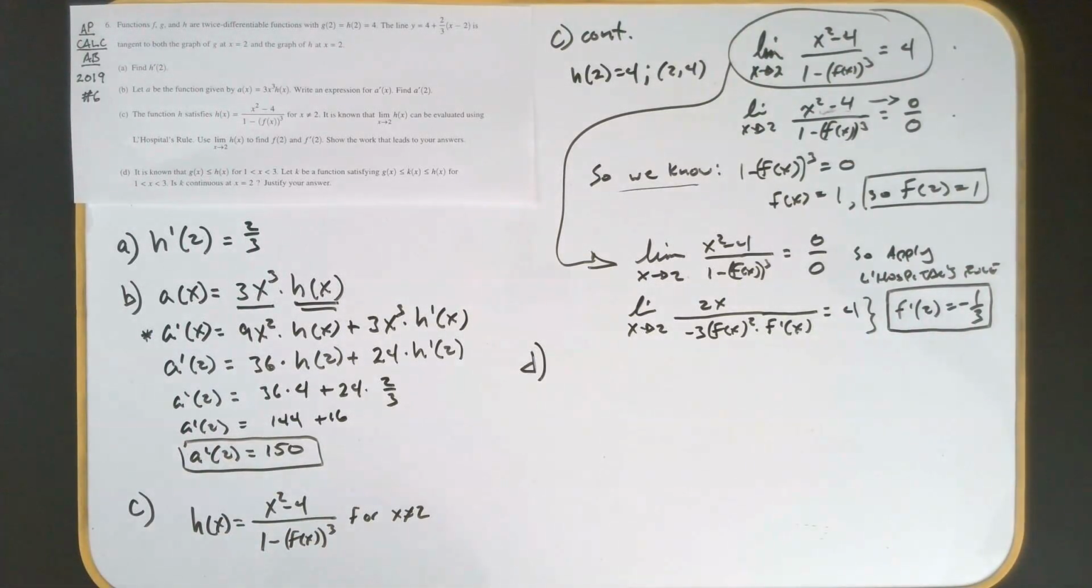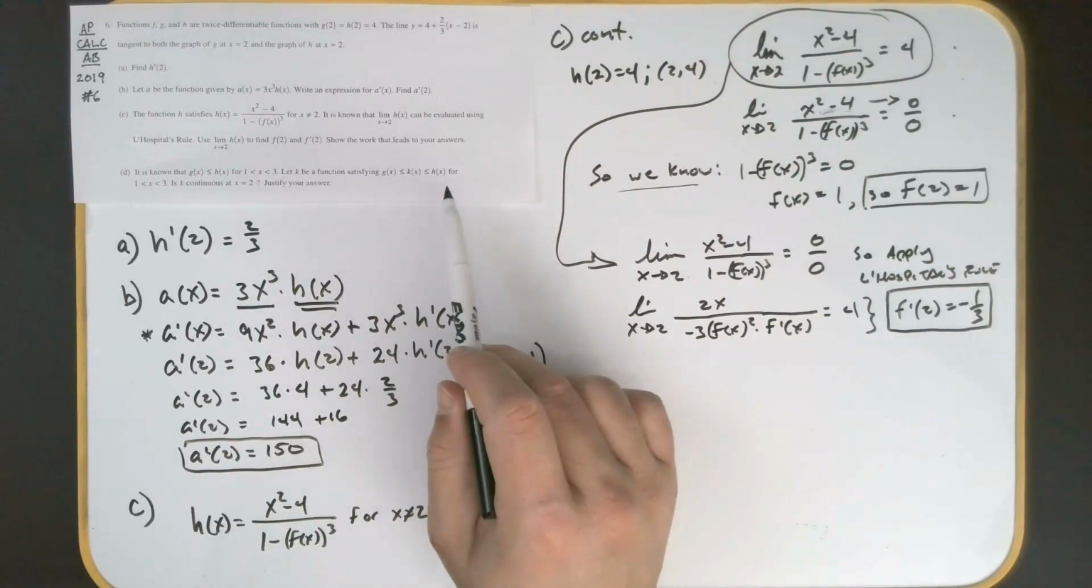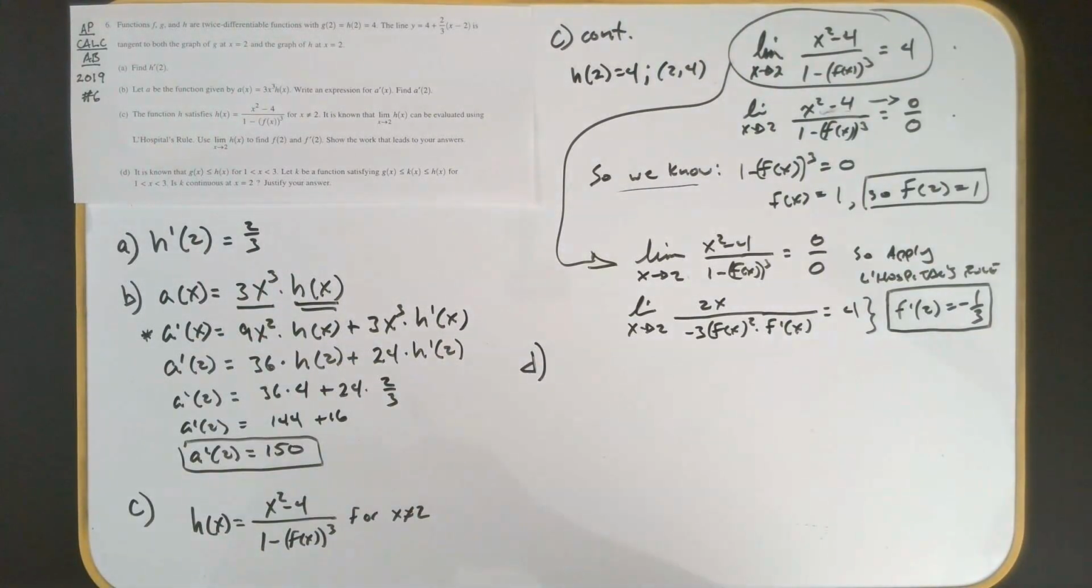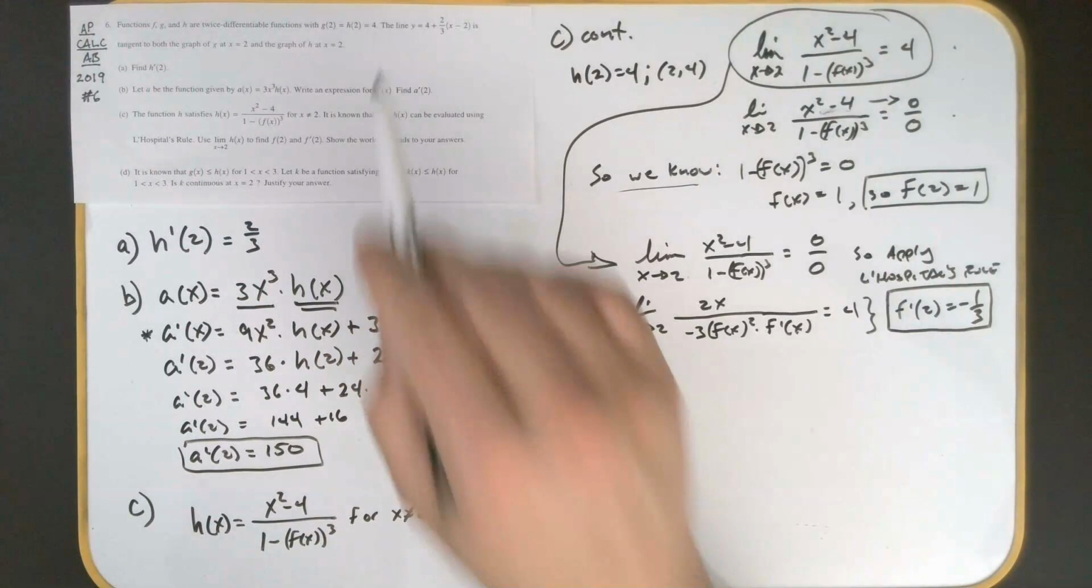Okay, part D says, it is known that g of x is less than h of x between 1 and 3. k is now our new function that is in between g and h in that same interval. And then it says, is k continuous at x equals 2? Seems like an out of the blue question, kind of, so you have to refer back again to the given information.